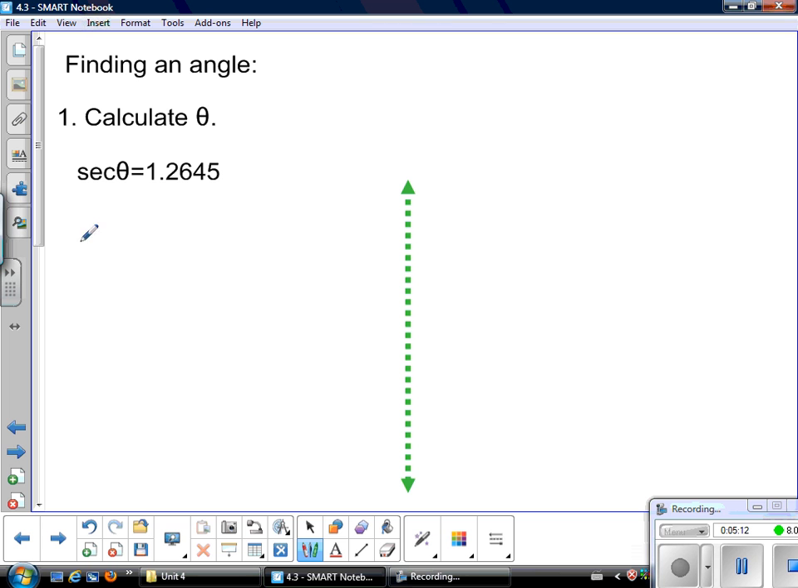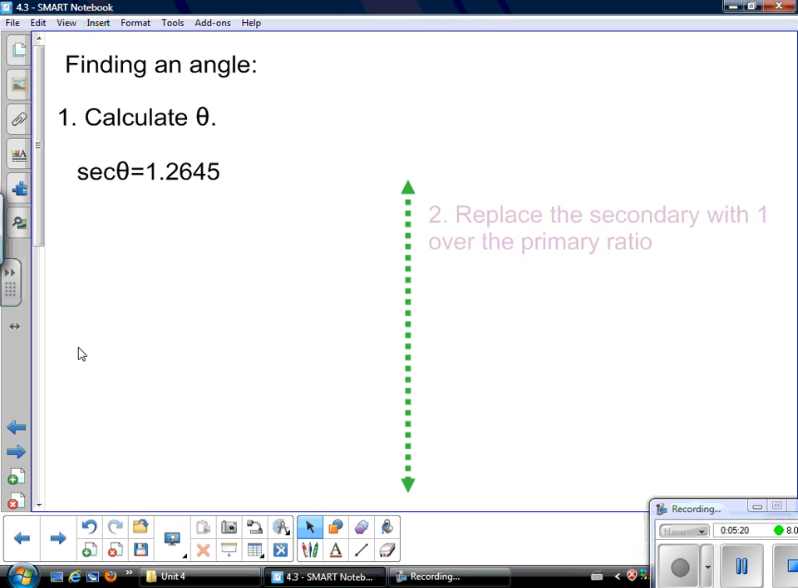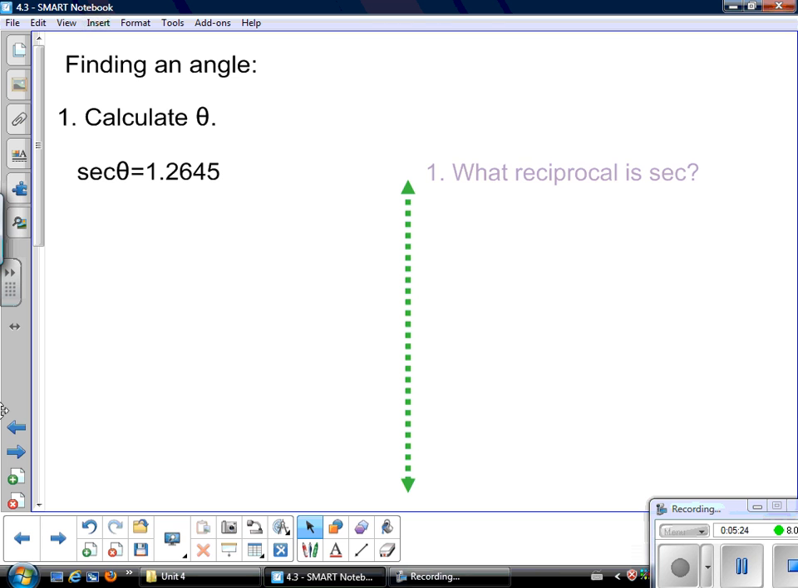Okay, so step number 1 is going to be the following. Oops, that's step number 2. I don't want that one. Step number 1 is here. First thing I need to know is what is the reciprocal of secant? So that's the very first step. Now, the reciprocal of secant is cos. So I know that it's cos.